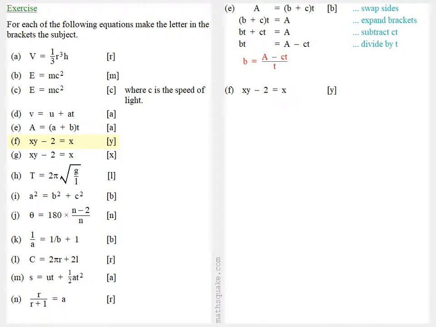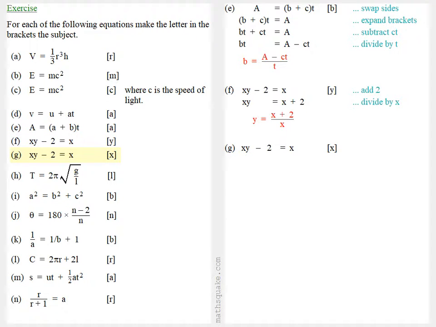In question F, we have xy minus 2 equals x, and we're asked to make y the subject. Well, y is already on the left-hand side, so let's add 2 to both sides. That gives us xy equals x plus 2, and to get y on its own, let's divide all the way through by x, so y equals (x plus 2) over x.